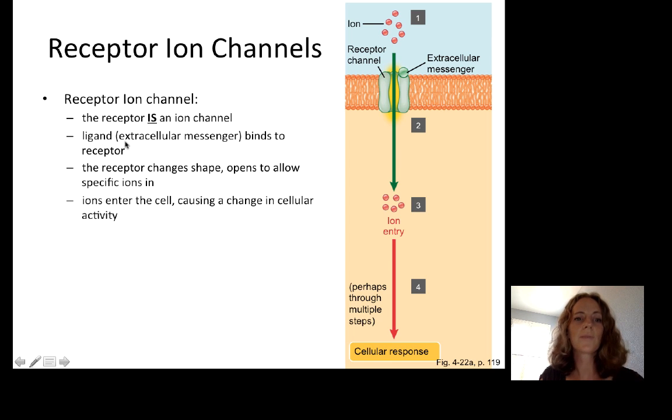The ligand, oh, here's one more word for it, the extracellular messenger, binds to the receptor. Remember, these are often water-soluble because they cannot get into the cell. They have to have a receptor. So the receptor will change shape. That will open to allow specific ions in. When the ions get into the cell, that will cause a change in the electrical activity of the cell.